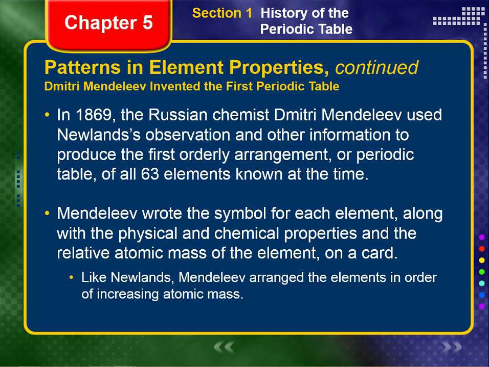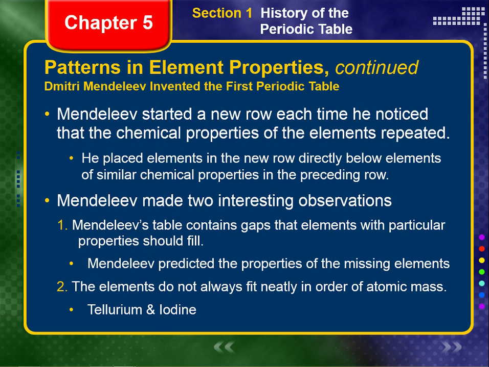But like Newlands, Mendeleev arranged the elements in order of increasing atomic mass. Mendeleev started a new row, right? Those horizontal periods, a new row.